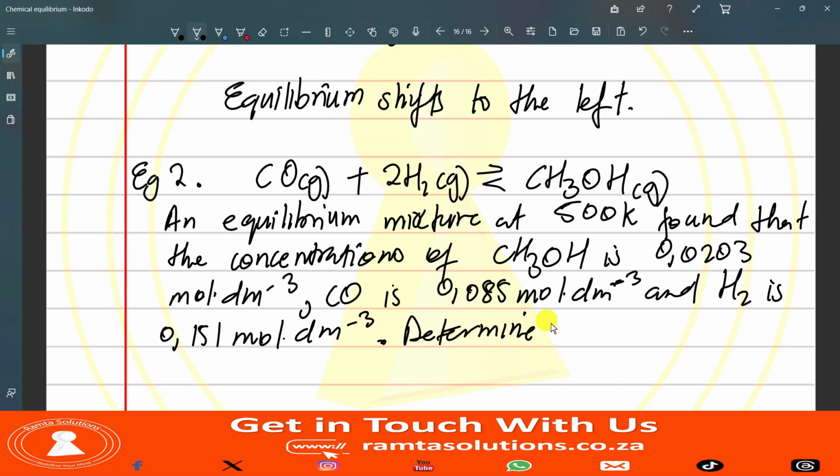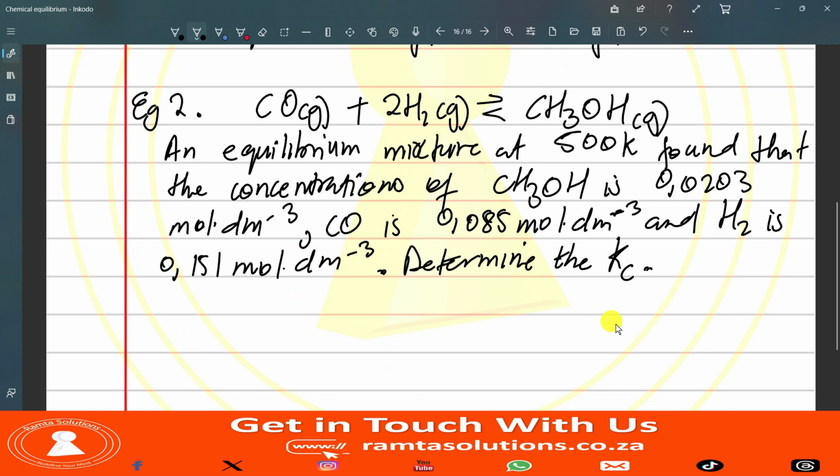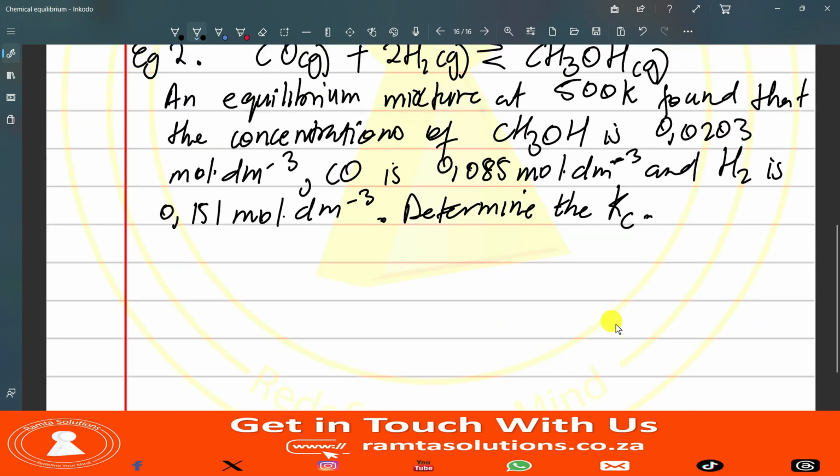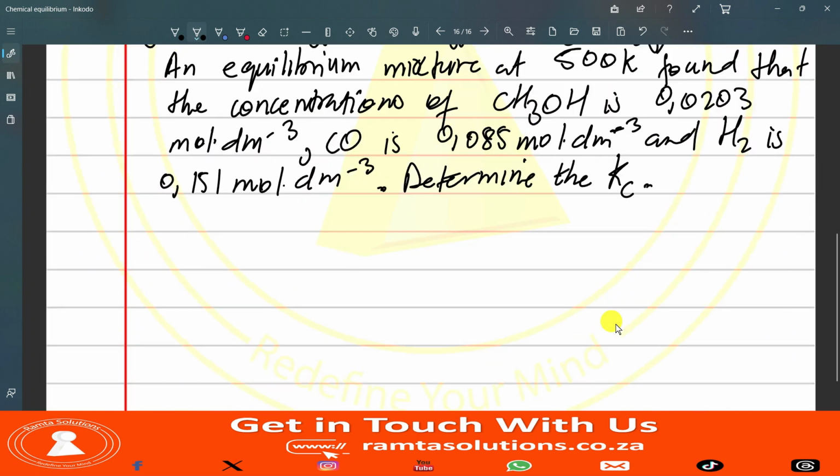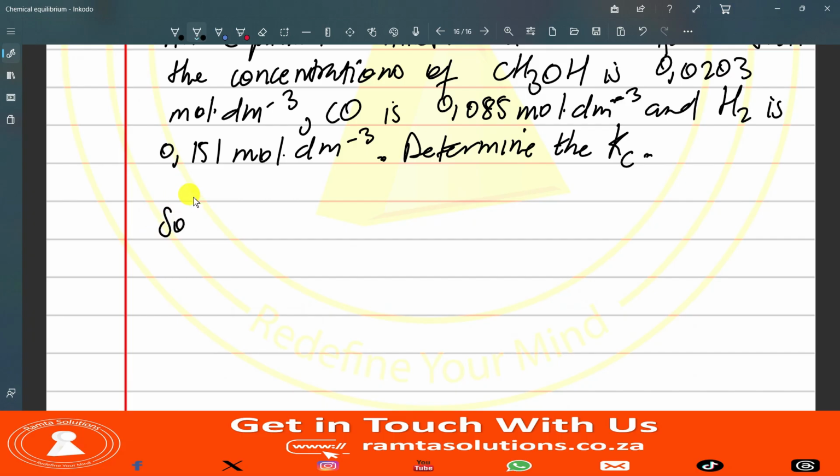Determine the equilibrium constant. With this one, as you can see, we have the amount at equilibrium. We don't have to use the RICE table. So let's get our solution.